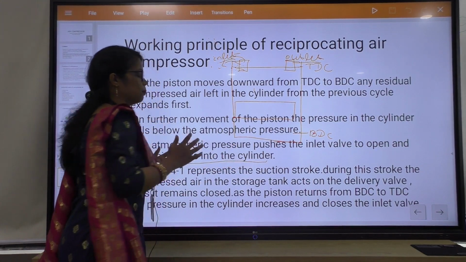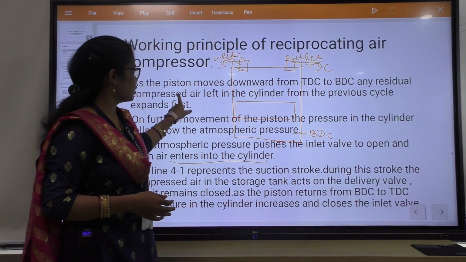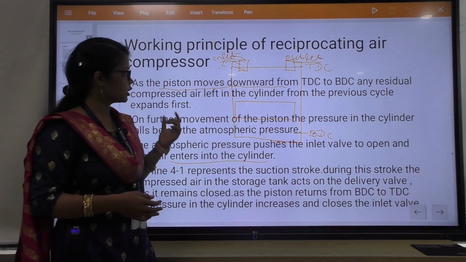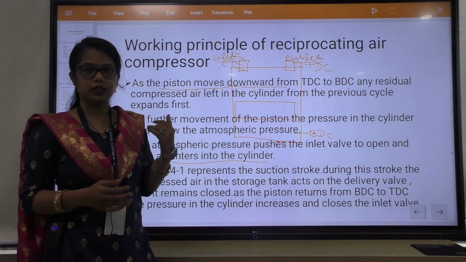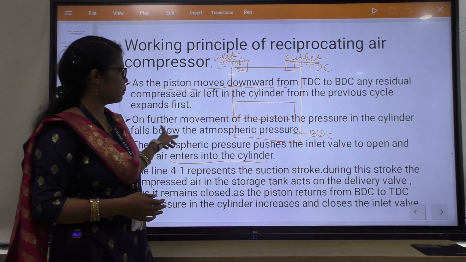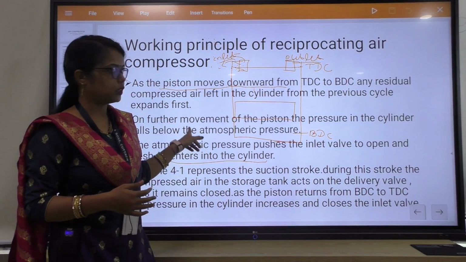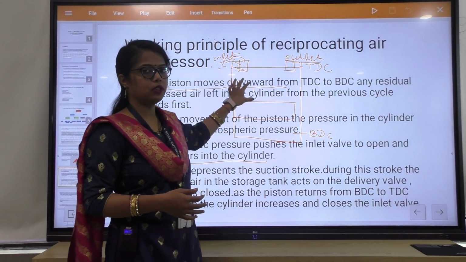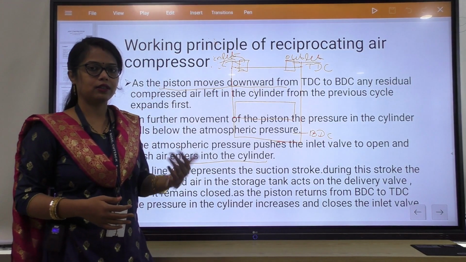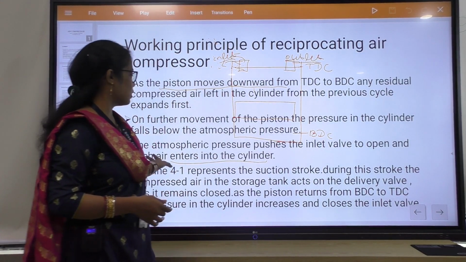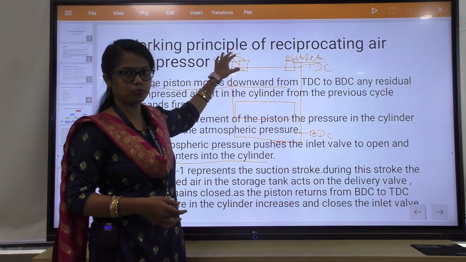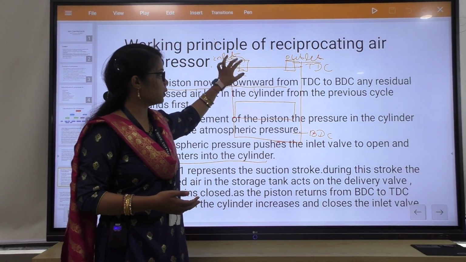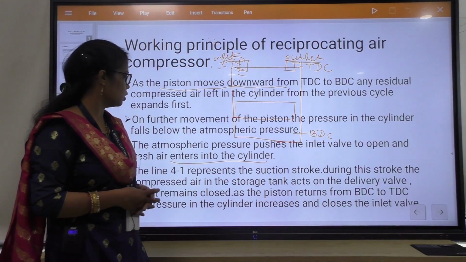Point by point and one by one you have to understand, you have to remember. First part: the piston moves downward from TDC to BDC. First, the expansion of the air which remained inside the cylinder will happen. Then the second part: after further movement, a pressure difference will be created. That means the inside pressure will be lower than the atmospheric pressure. That leads to suction, and after that the higher atmospheric pressure pushes the inlet valve open, and when the inlet valve is opened, fresh air enters into the cylinder.